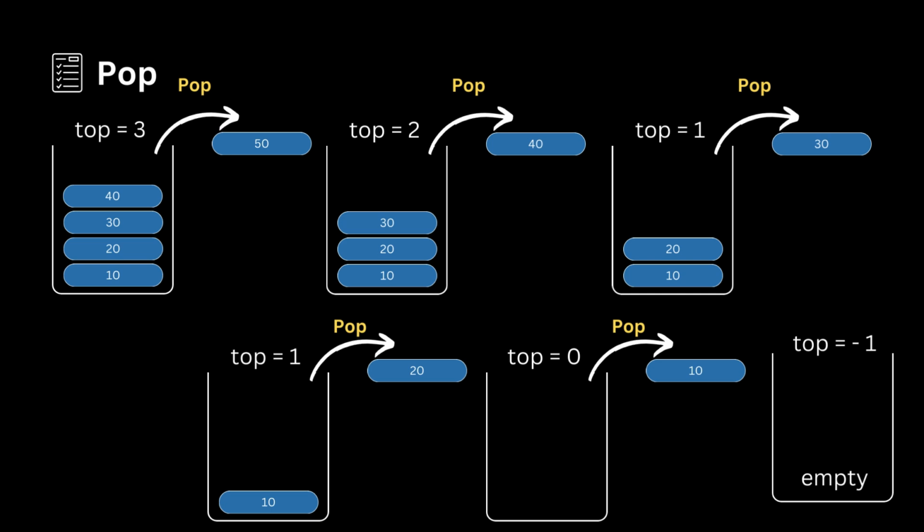Next we will discuss the applications of stacks. Stacks have numerous applications across various domains in computer science and beyond. Here are some common applications of stacks. The first one is function call stack. In programming languages like C, C++, Java, and Python, a stack is used to manage function calls. When a function is called, its parameters and local variables are pushed onto the stack. When the function returns, these values are popped off the stack.